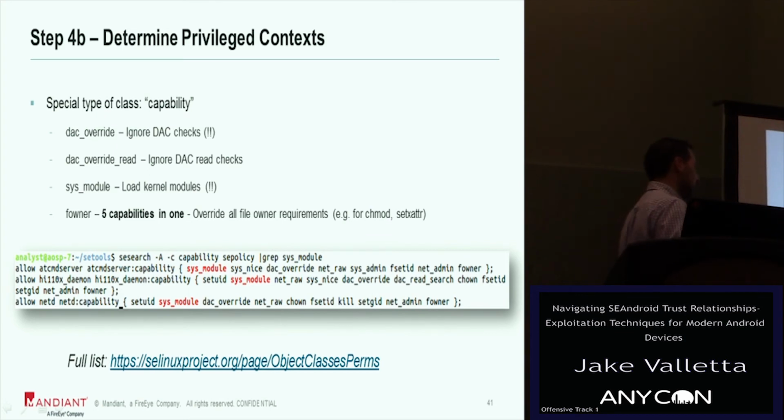Fowner basically just destroys the file permissions, very similar to DAC override. And some of these are just super privileged, right? I think this is the Huawei networking daemon here. This thing can do everything, right? Basically what this is saying is, don't worry about this process, just don't apply the SEAndroid policies to it. It can do pretty much whatever it wants. So these are your high-value targets. These are things you're going to want to look into. Any particular phone is going to have a number of these that you should actually focus on.